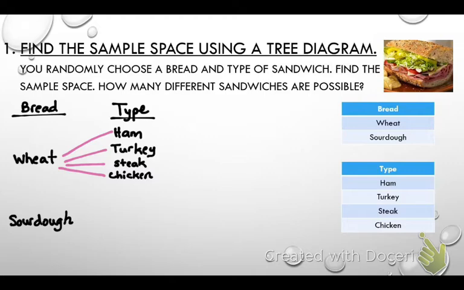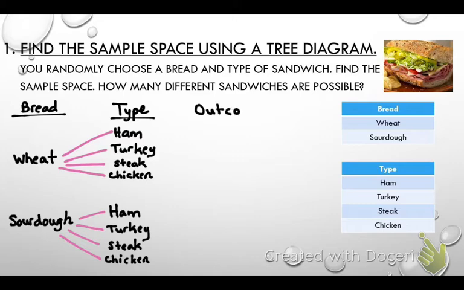Now there's another kind of bread. What was the other bread we talked about? Sourdough. On that, how many different types of meat could you have on sourdough bread? All of them, which is? All 4 of them. Ham, turkey, steak, and chicken. So write that there next to the sourdough. And then go ahead and draw lines to the options that you could have. So this is what we call a tree diagram. It shows you the different types that you can have.